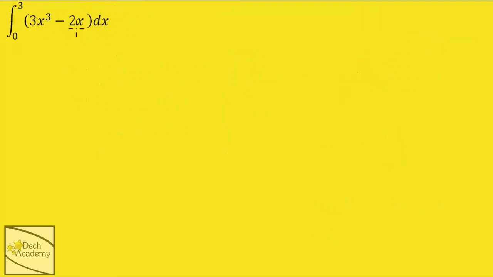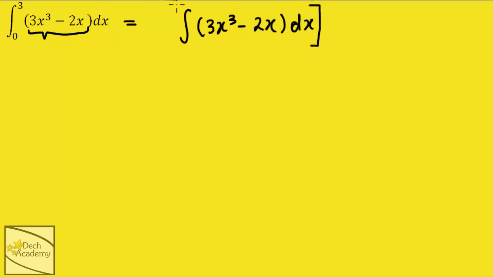This expression needs to be evaluated, and it says integrate 3x cubed minus 2x with respect to x, with the upper limit 3 and the lower limit of 0. So what do you do? You find the indefinite integral first of the integrand. The integrand is this expression here, right in front of dx. Find the indefinite integral, and then substitute your limits.